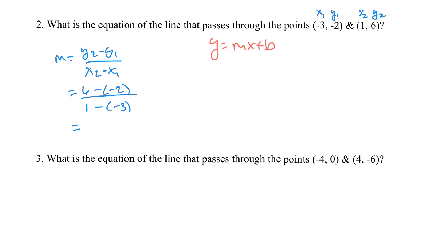So 6 minus a negative 2 turns into 6 plus 2, which is 8. And then I have 1 minus a negative 3, which turns into 1 plus 3, which is 4. And then 8 divided by 4 is 2. So my slope is 2. My m is 2. So now I have one of my pieces. I found my m. Now I need to find my b.